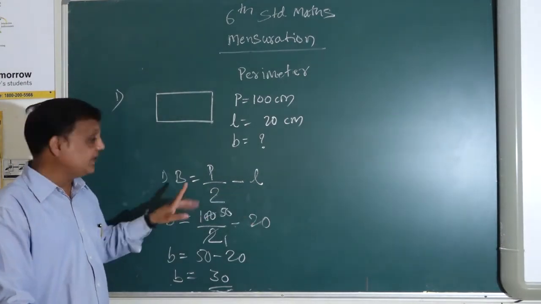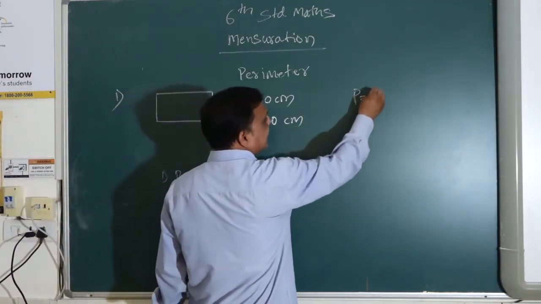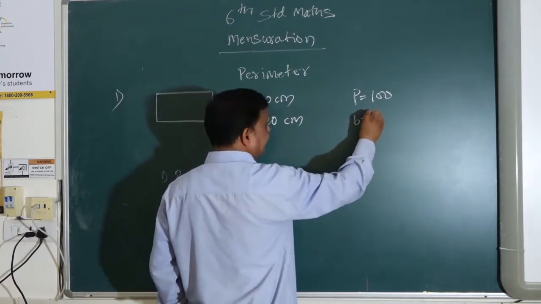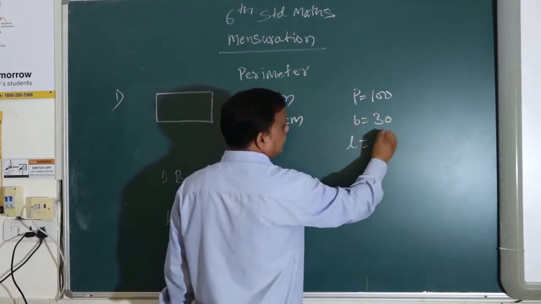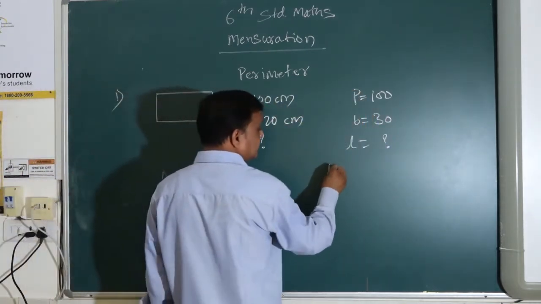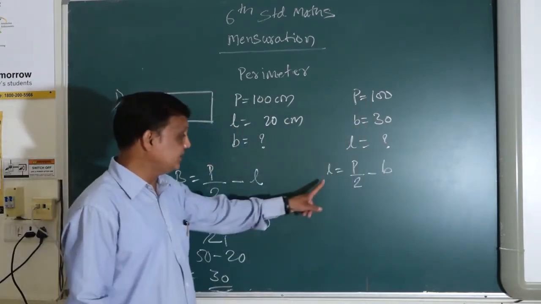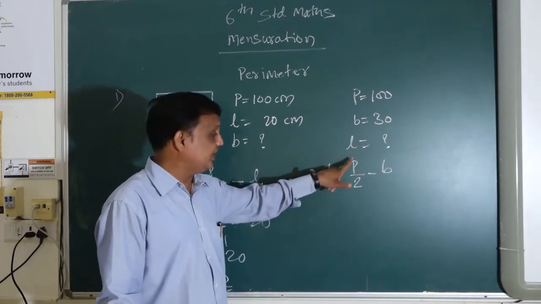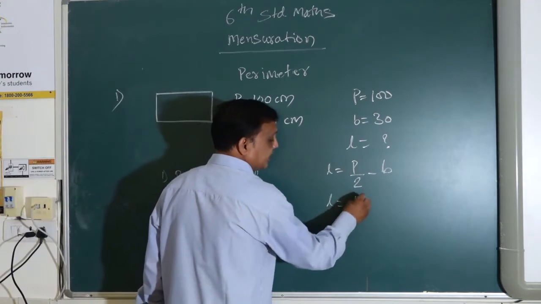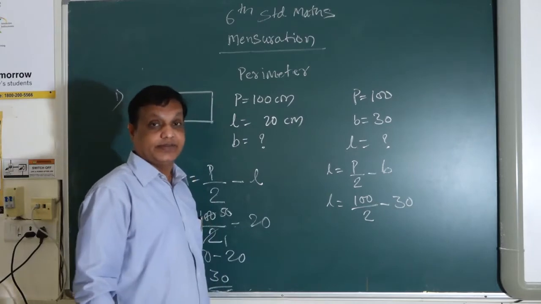Suppose I take the same problem again. Perimeter is given, the same number, 100. This time breadth is given, 30, and length is not given. So you have to find the length. Now what is the formula? Length is equal to perimeter divided by 2 minus breadth, because length is not given. Length is equal to perimeter, which is 100, divided by 2, minus breadth, which is given as 30.